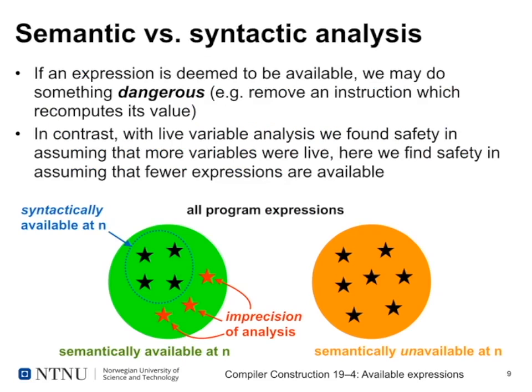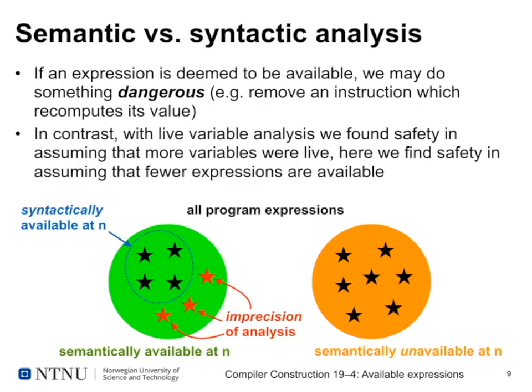So if an expression is deemed to be available, we might be in danger of doing something which is problematic. So something dangerous in an optimization, like we might be convinced to remove an instruction which recomputes its value. In contrast, if we're looking at live variable analysis, we found safety by assuming that more variables were live, and here we're going on the safe side by assuming that fewer expressions are available.